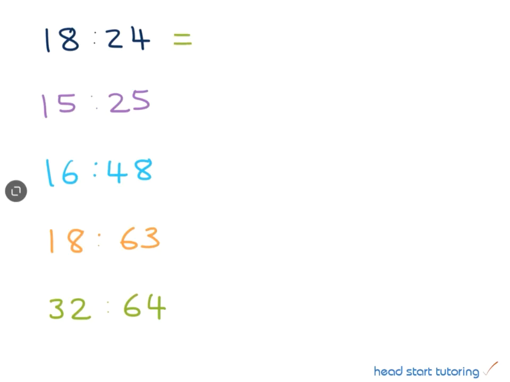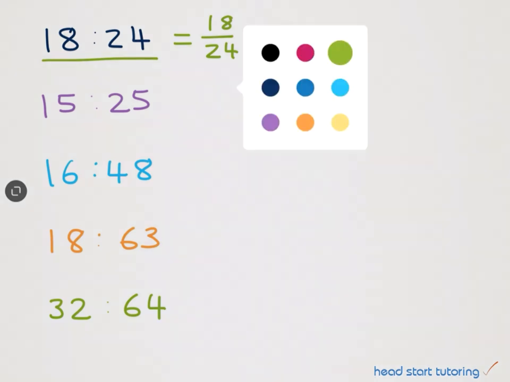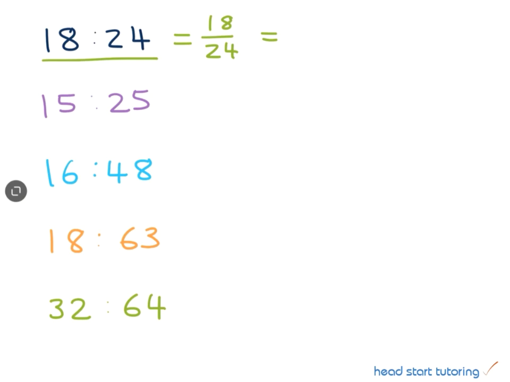When we are working with ratios that are unsimplified, in exactly the same way as we would simplify fractions, we will simplify ratios as well. So 18 to 24 is equal as a fraction to 18/24. And in the same way that we would simplify 18/24, we are going to simplify 18 to 24 as a ratio as well. So 18/24, we can find a common factor of 6.